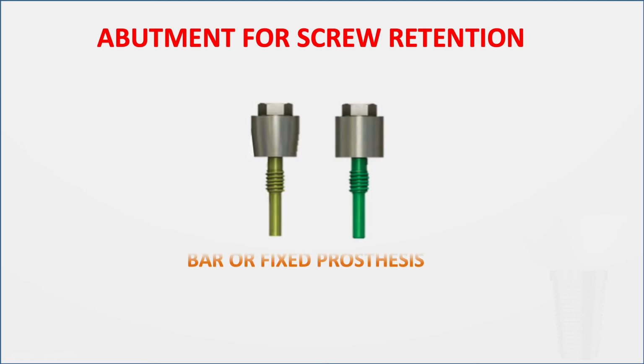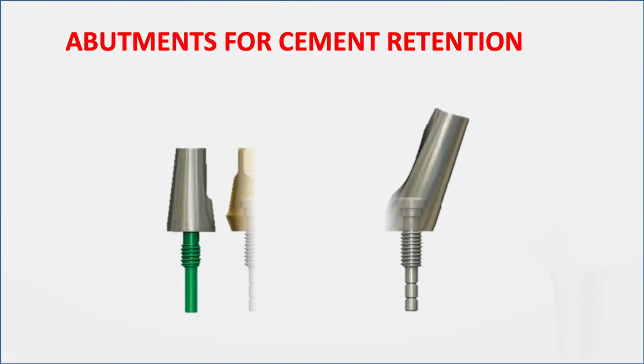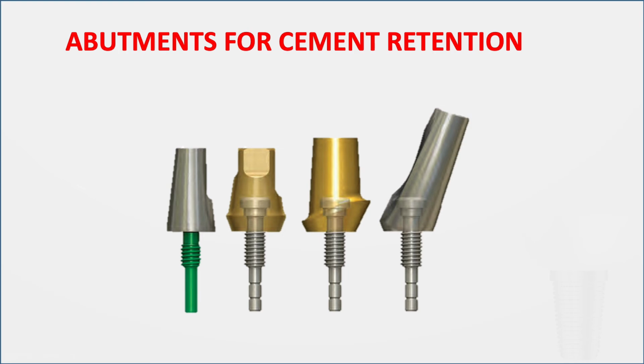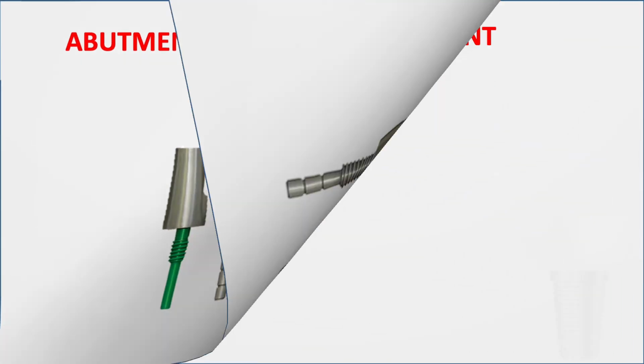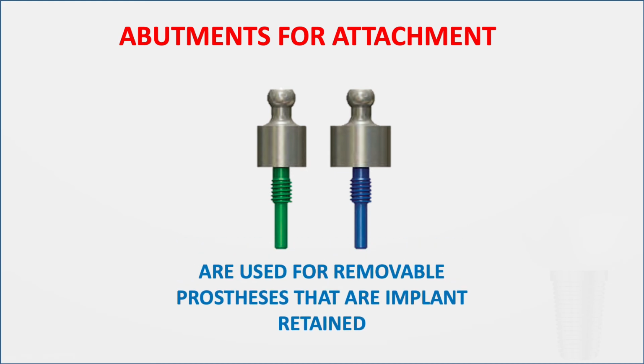In the figure, we have an abutment for screw retention, used for the screw-retained bar or fixed prosthesis. Then in the next figure, we have an abutment for cement retention. In the third figure, we have abutments for attachment, used for removable prostheses that are implant retained.